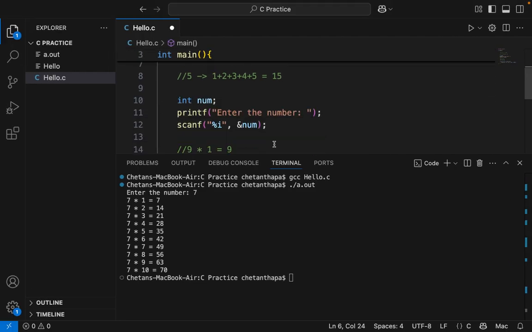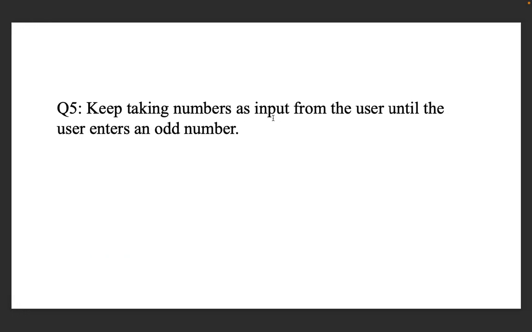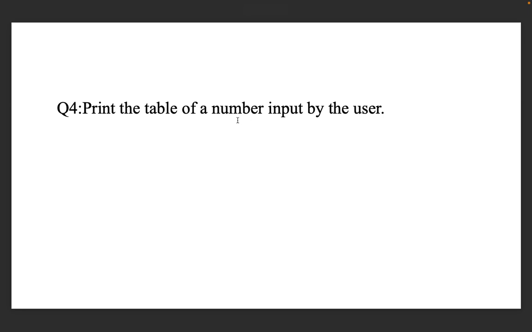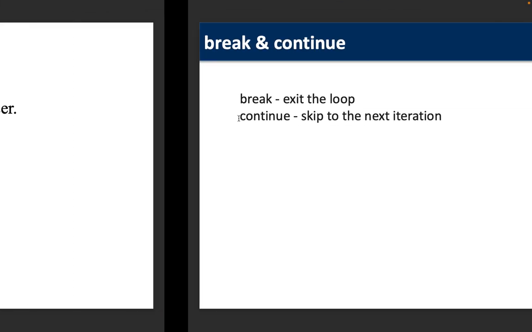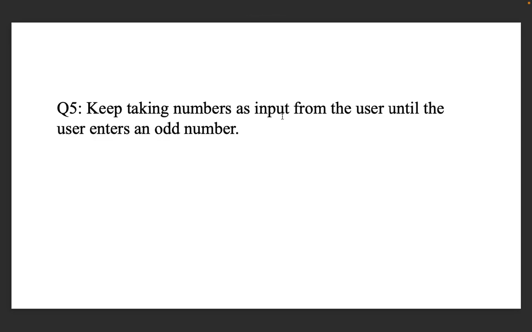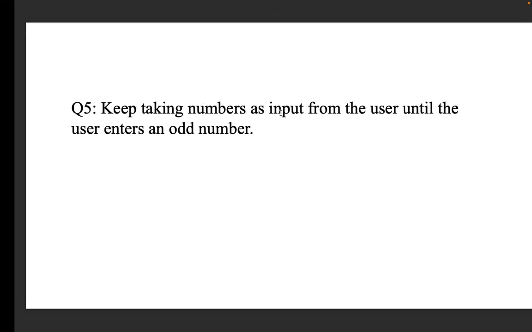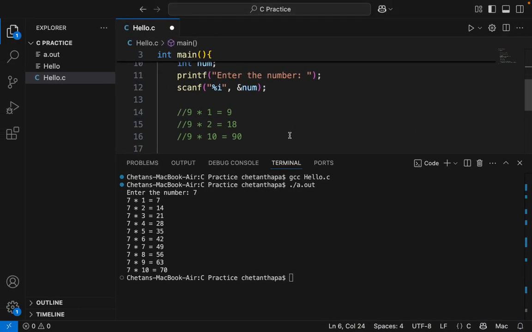In the previous question, we needed to print the table of a number input by the user. We know where we have to stop. If the user has entered 9, we need to print the table of 9 ranging from 1 to 10. So we know the end point, but in this question we don't know the end point. So for this we need to use a while loop. Okay, so this difference is clear.